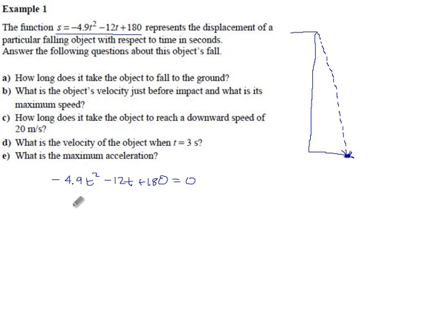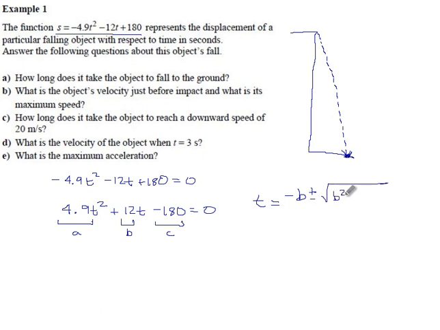I'm going to multiply the whole thing by -1 because leading negatives bug me. 4.9t squared plus 12t minus 180 equals 0. So this is a quadratic where a is 4.9 and b is 12 and c is minus 180. And the t values we're looking for are given by what we call the quadratic formula. Maybe you haven't used it in a while, but you should recognize it.